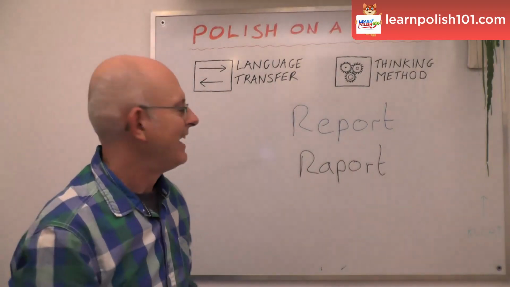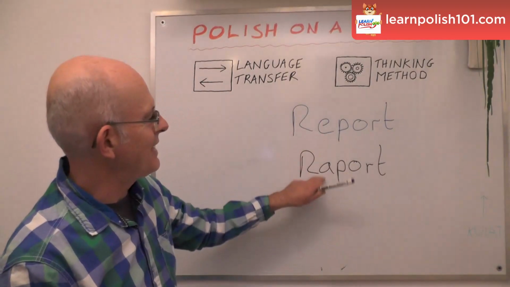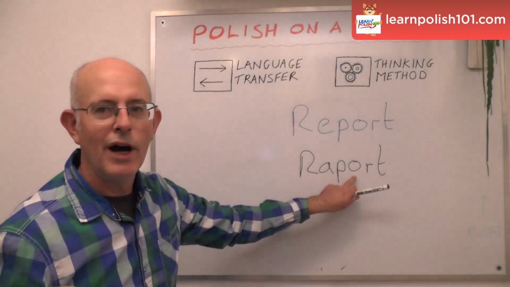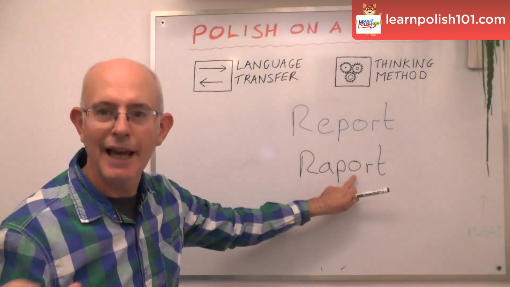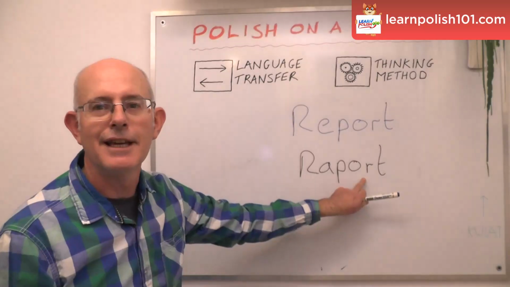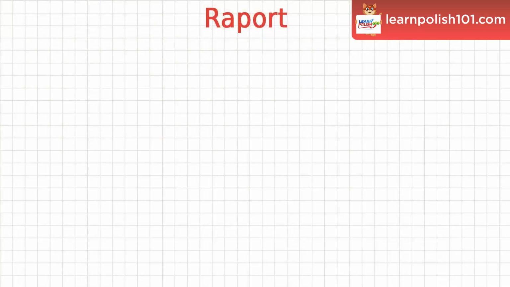Like that. And so the only difference is here with the E and the A, because we've got or as in orbit, so rapport, yes it is. And of course remember to roll the R a bit. So let's hear that. Raport.